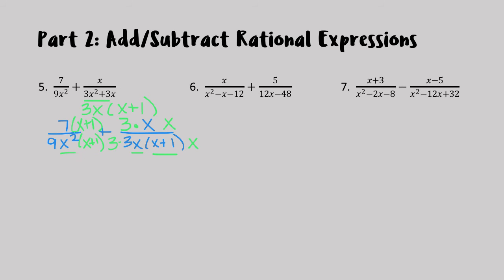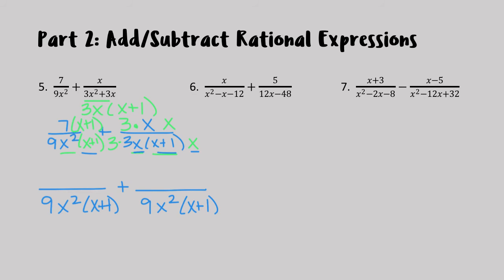I'm going to start writing that out. They both have a 9. 3 times 3 is 9. They both have an x squared. That's x times x is x squared. And then they both have an x plus 1 now. And I need to rewrite the numerators.